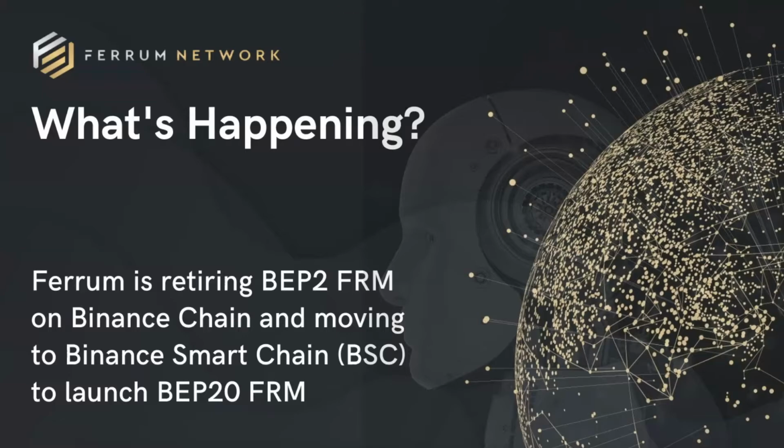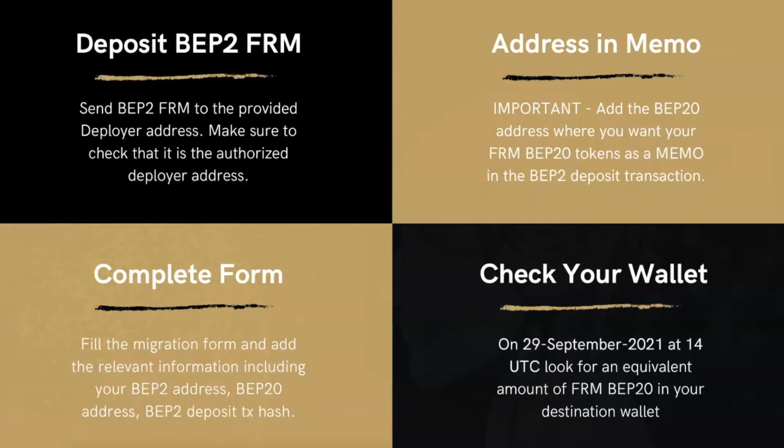Now, in order to do that, there are a few steps that all BEP2 FRM holders need to take in order to get access to the BEP20 version of FRM and also deposit the version that is going to be retired, the BEP2 version of FRM. So what are those steps? Well, there are four main steps. Number one is we're going to be providing a deployer wallet address, the address where the FRM BEP2 version was deployed from, and you're going to be sending your BEP2 FRM back to this address.